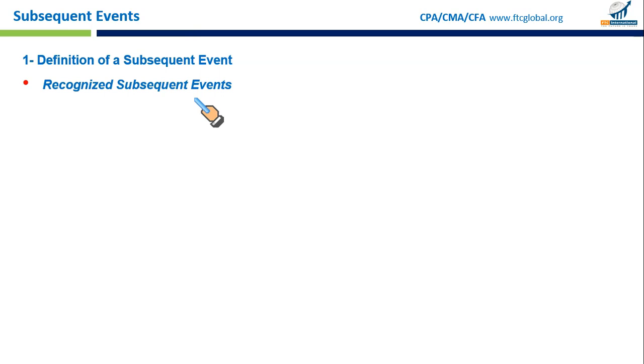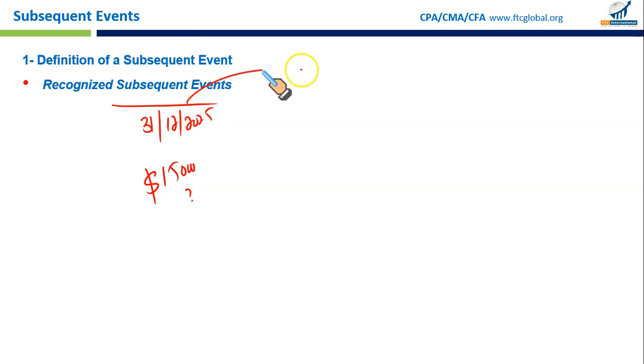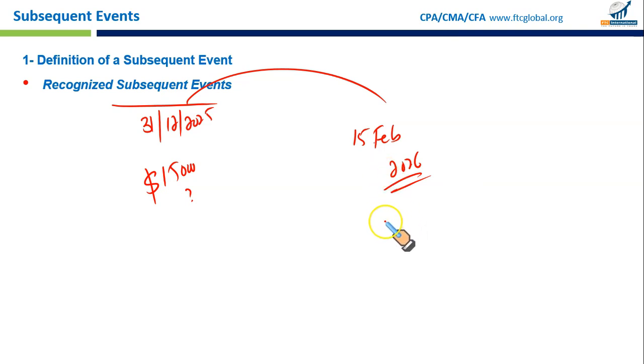Let me give you the typical example, which is almost part of this topic. Let's say we had a customer on 31st of December 2025 who owed us $15,000, and there was a serious question of recoverability because there were court proceedings and he was about to be adjudicated as insolvent, meaning we would almost lose everything. So what happened on, let's say, 15th of February 2026? The court gave the verdict and adjudicated him as insolvent.